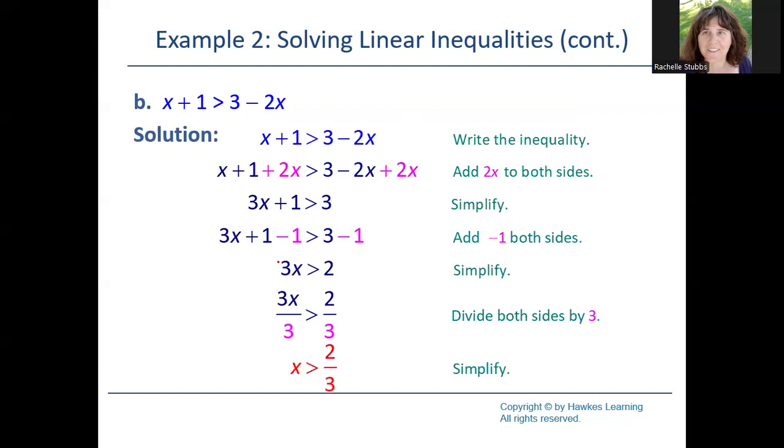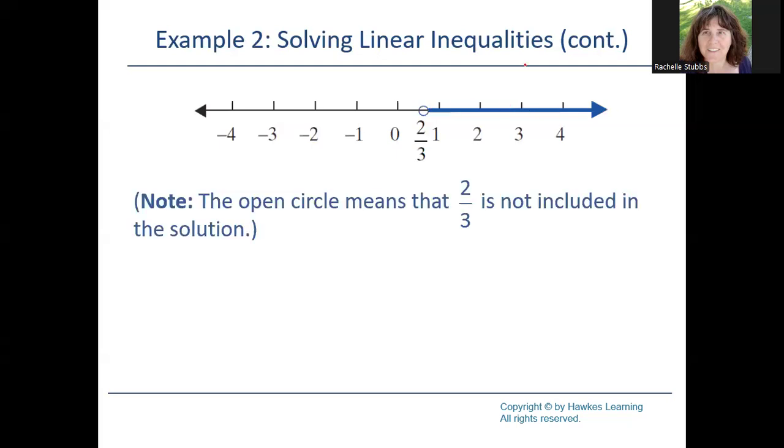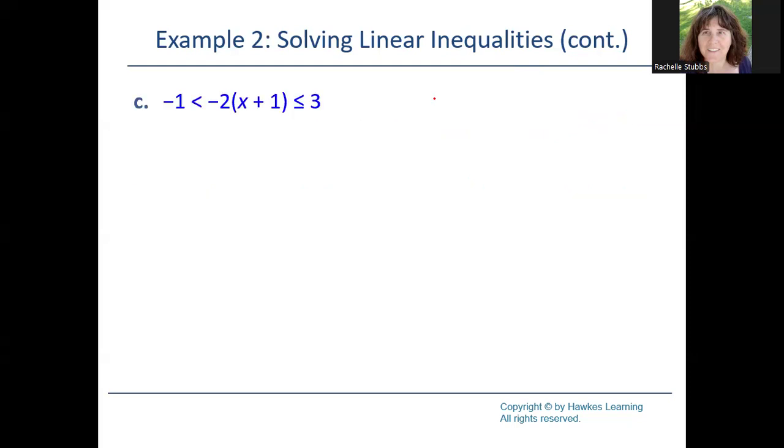Notice it is not equal to, so when we graph it, it should be an open circle. And it goes all the way to infinity. And so any point along this number line that lies within this area, any point will make that statement true. But not 2/3 because it is not part of the solution. So I can have right up to 2/3, but not 2/3.